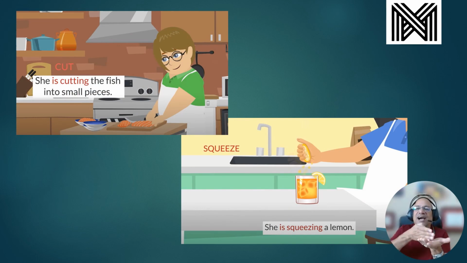Cut. She's cutting the fish into small pieces. Squeeze. Remember what that mom asked her child to do? Squeeze. She's squeezing a lemon. Very important to note that squeeze starts with the letter S. So never say "S squeeze", because in Spanish or in other languages, you probably might notice that there are no words that start with S and a consonant. So squeeze, squeeze.